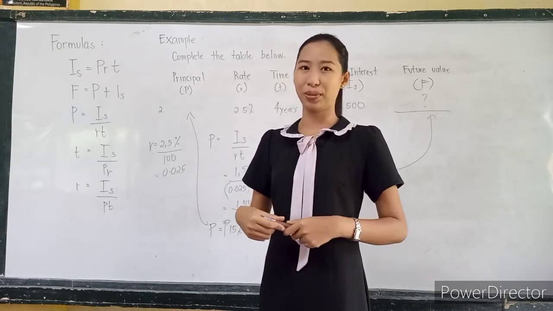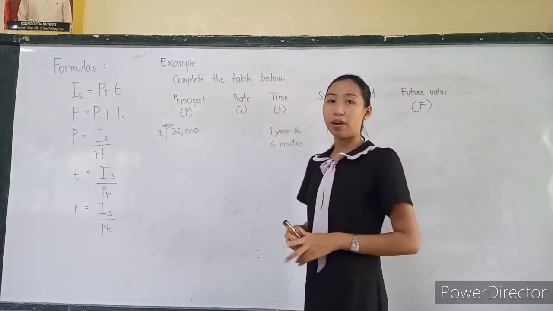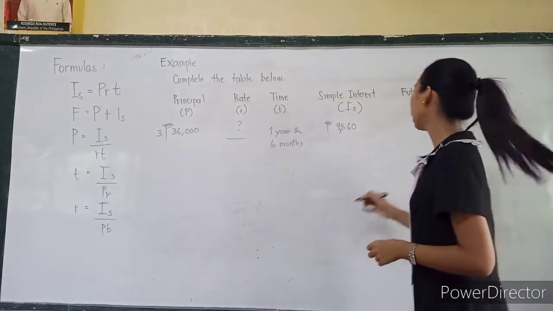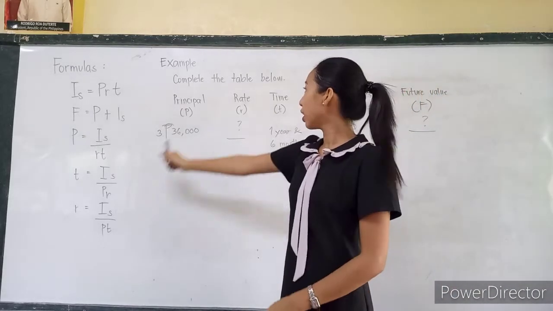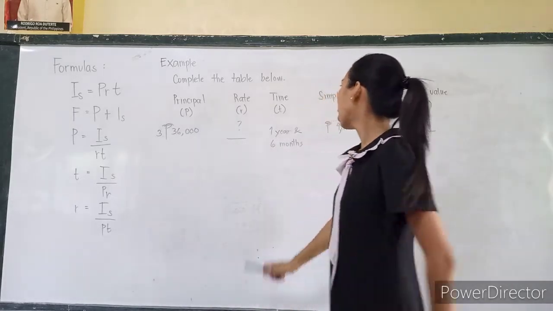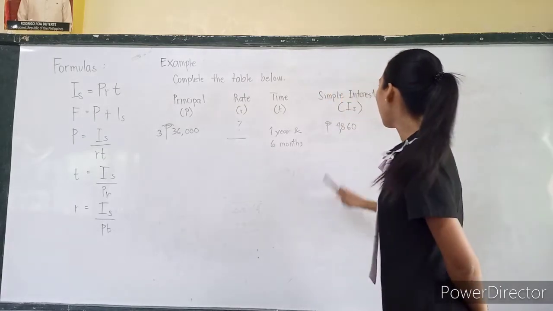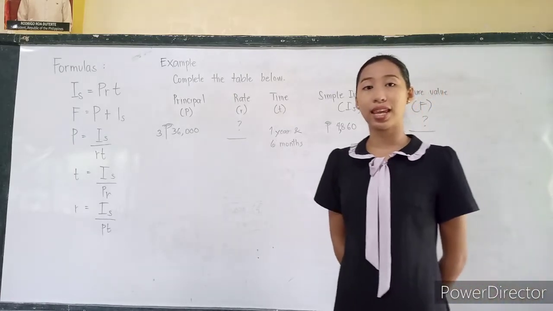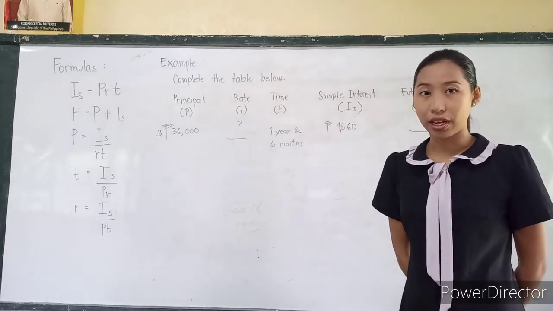So let's proceed now to our example number 3. Now this time, our question mark or ang atong ipangita is si rate and still si future value. Ang ato ang given kay si principal, which is 36,000 pesos. We have time, which is 1 year and 6 months. And our simple interest, which is 4,860. So, muna ang ato ang mga given nga values.